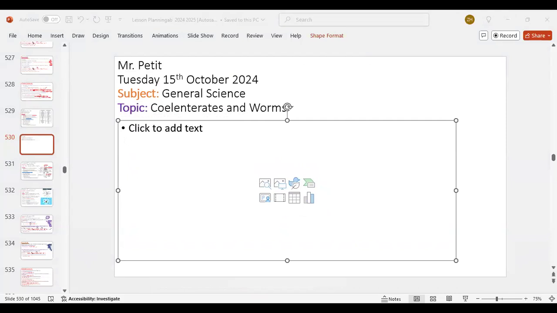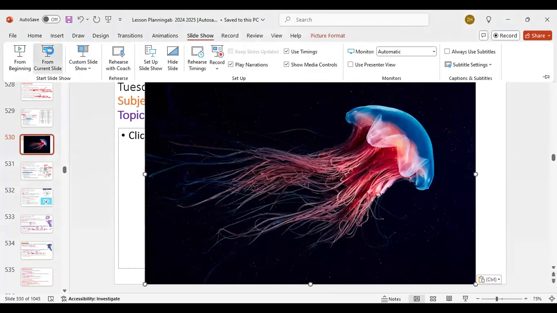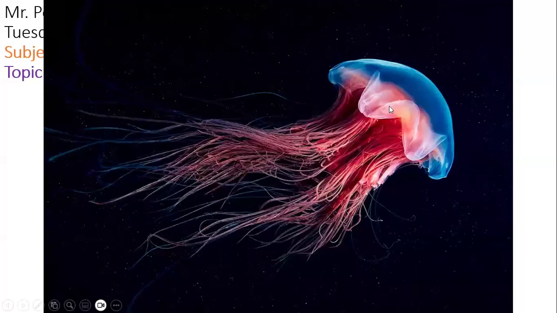So jellyfishes, right? They are coelenterates. Anyone ever see a jellyfish in real life? Almost stepped on one. I got stung by one. Yeah, these are the coelenterates. This is one of them. Jellyfish.